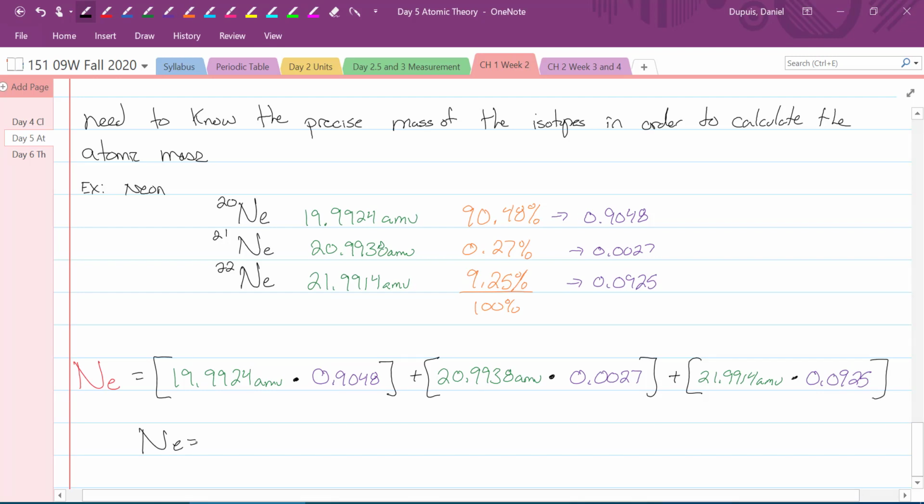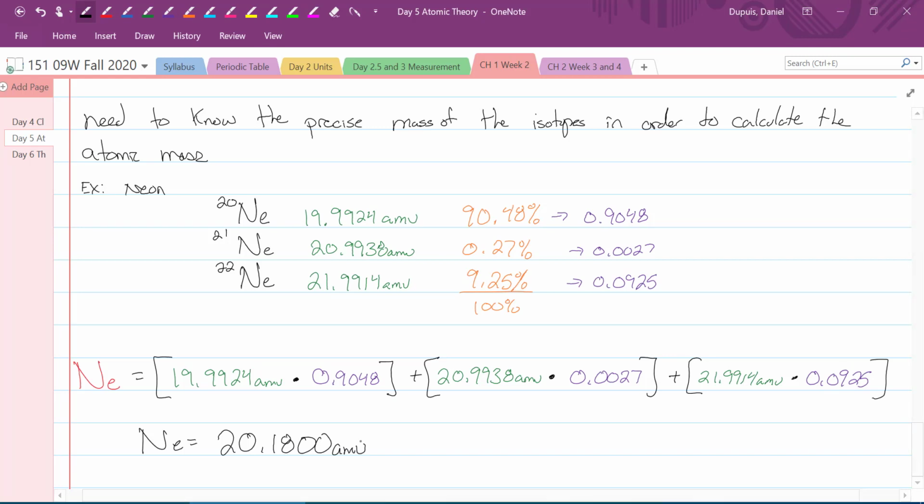So what if we do that? We take those numbers, 19.9924 multiplied by 0.9048, and add it to 20.9938 multiplied by 0.0027, plus 21.9914 times 0.0925. And I get 20.1800. And there you go. And there's the mass.